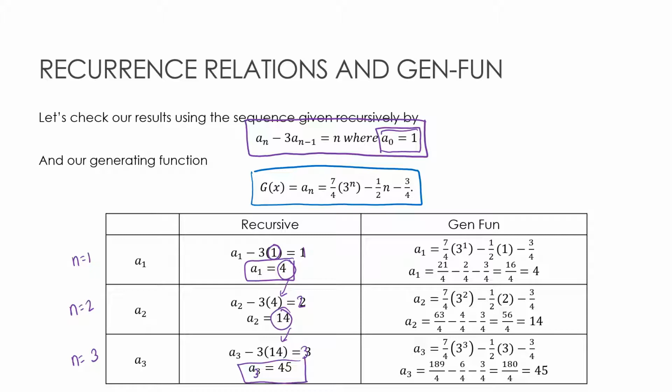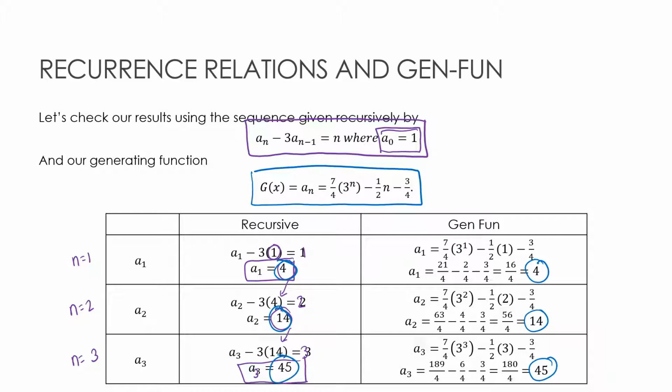This guy, again, does not depend on the value before. I'm just using this function. 7/4 times 3 to the first minus 1/2 times 1 minus 3/4 gives me 4. Those match up. 7/4 times 3 squared, which is 9, minus 1/2 times 2 minus 3/4. Combine all those together, I get 14, which is the same as I got before. Last one, 7/4 times 3 cubed minus 1/2 times 3 minus 3/4 does in fact give me 45, which is the same thing I got before.